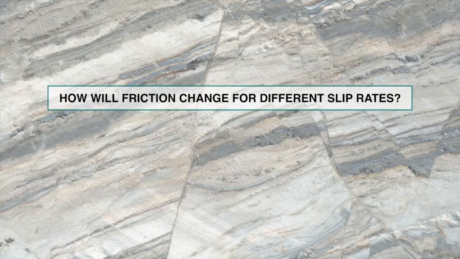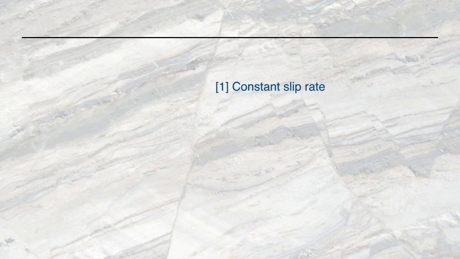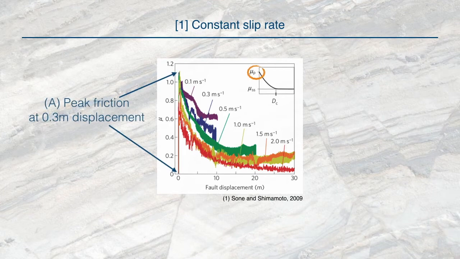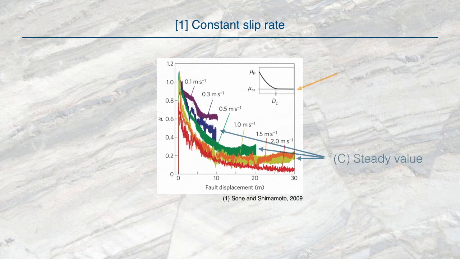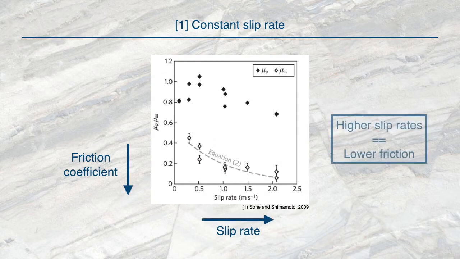Back to the question of how friction changes for different slip rates. Let us look into constant slip rates. For each velocity or color, friction reaches the peak at the start of displacement. It then decreases exponentially before reaching a steady value. For higher slip rates, friction across the fault gouge gets smaller.